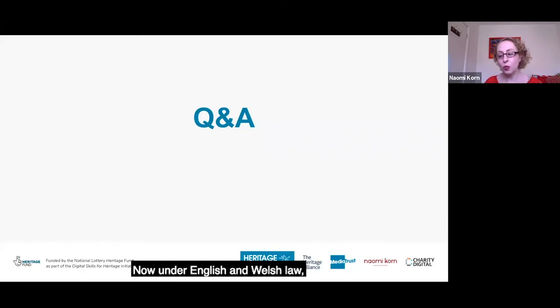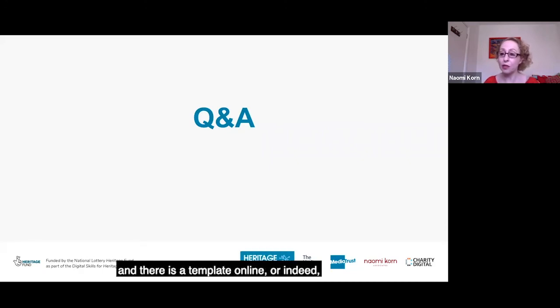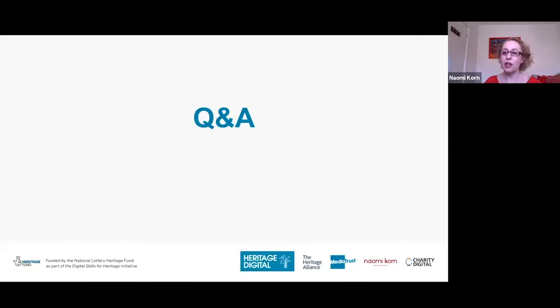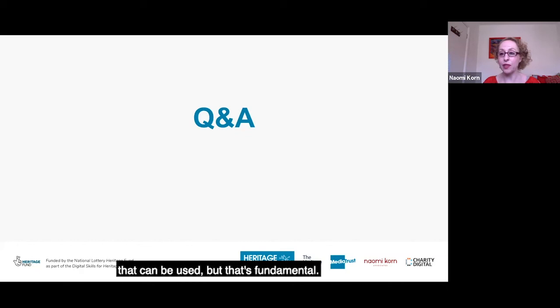Under English and Welsh law, it would be through a deed of copyright assignment, and there is a template online, or indeed you get a licence via a deed. But under Scottish law, an assignment is called an assignation. We don't need the same vehicle there. It doesn't have to be a deed per se. It can just be a general copyright transfer agreement, but that's fundamental.